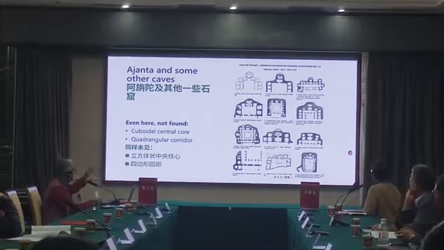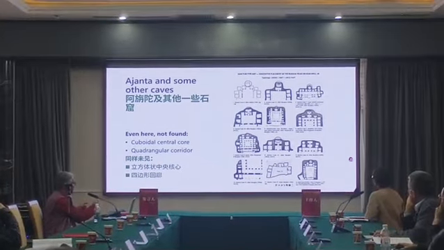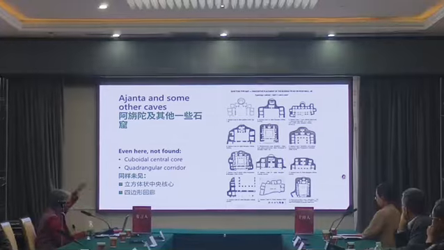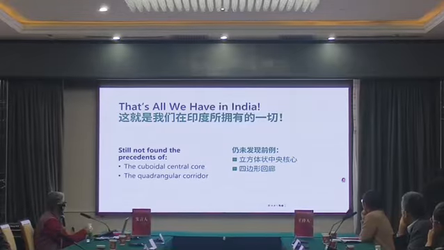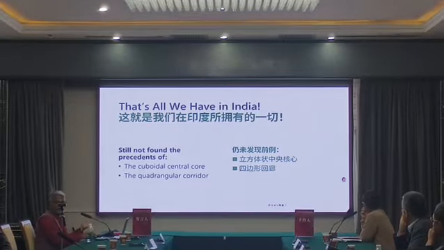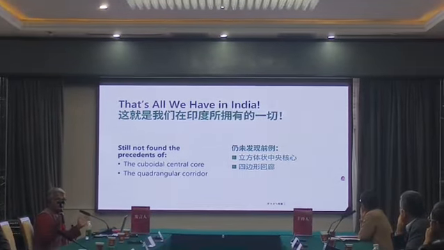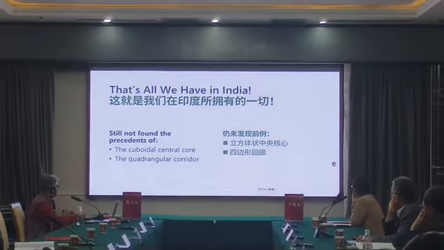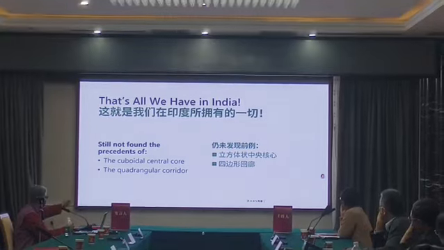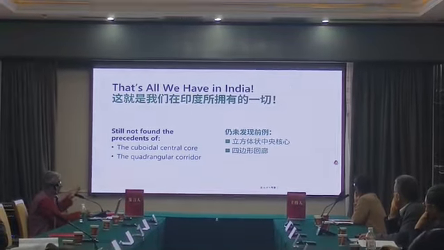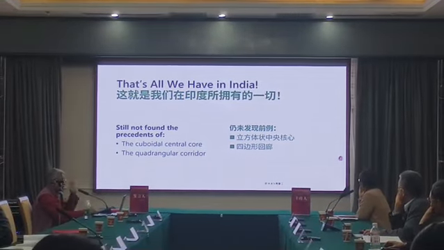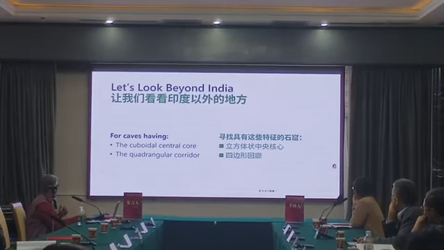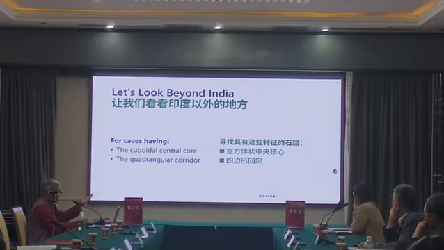And here also, you can see the sanctum is placed at the end of the hall, not inside the hall. So that's all we have in India. But what we started to search for, we did not find. So the pivotal central core and the quadrantal corridor, where did it come from, in those 5 caves which I showed you in the beginning? So let's look beyond India.